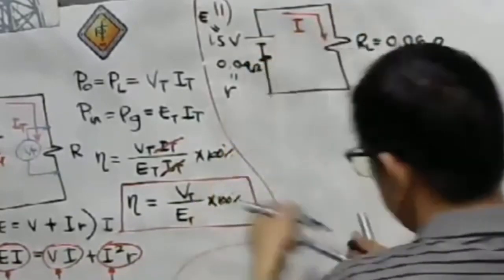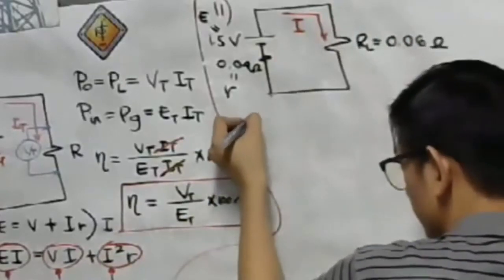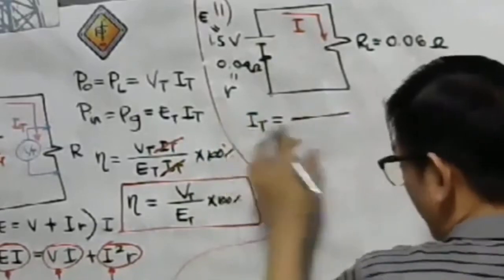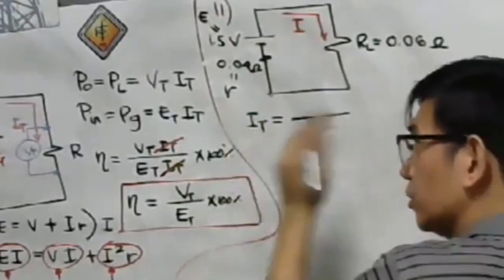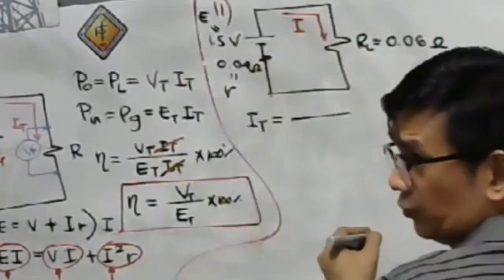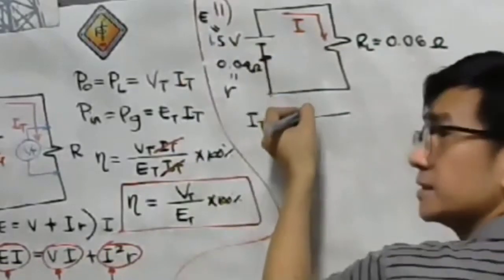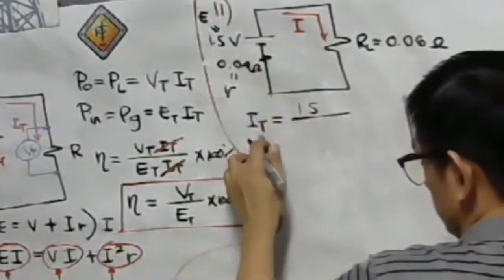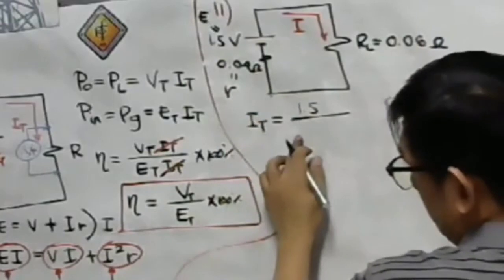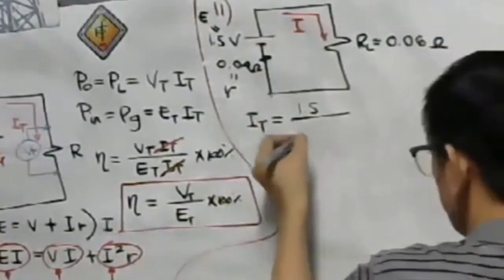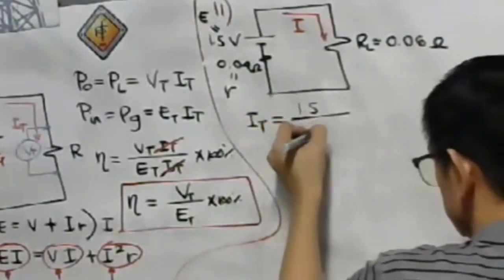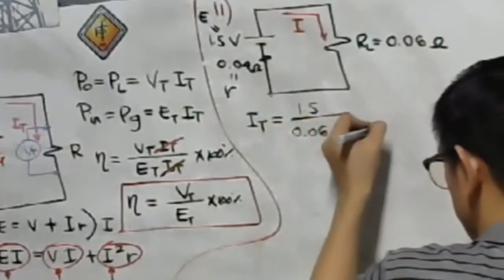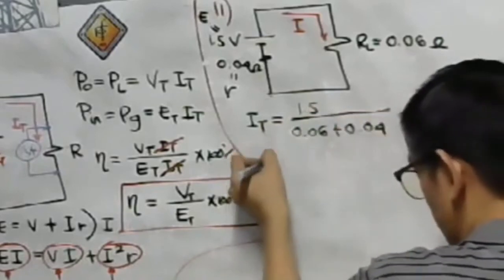First, we have to get our current. What is our current? Again, this is just Ohm's law, actually. What is our total voltage? Always, the total voltage is the source voltage, 1.5 volts. What is our current? Total voltage over total resistance. What is the total resistance? So we have 0.06 plus 0.04.